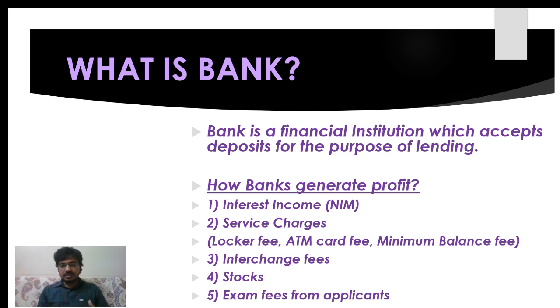The next thing is how banks generate profits. The first one is interest income, through NIM, which means net interest margin. It will be a separate chapter, which I deal with in the next slide. That will be the main profit channel for the banks. Based on interest income only, they are generating more profits.